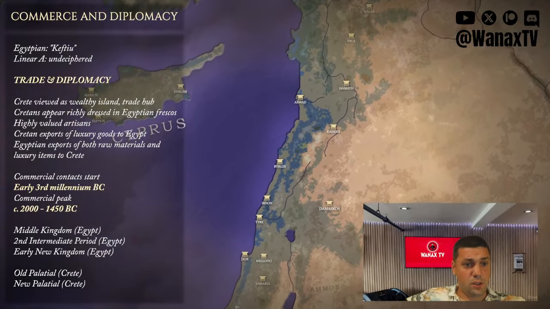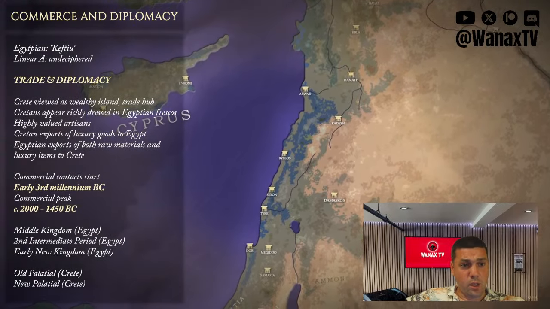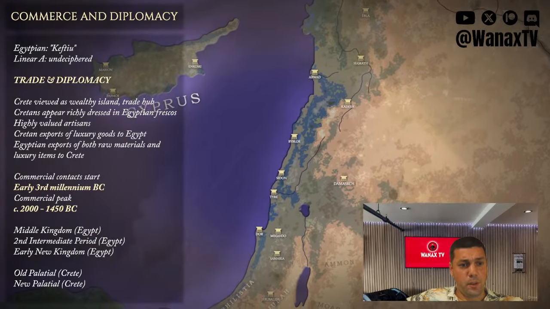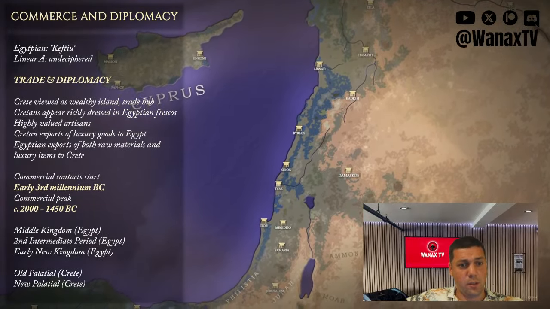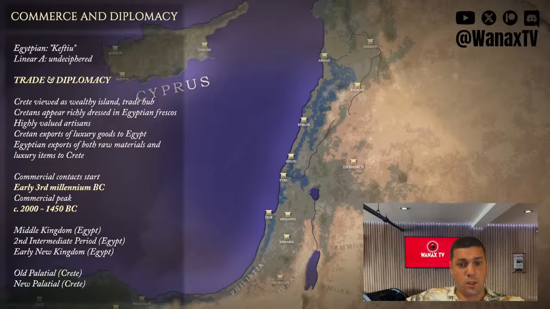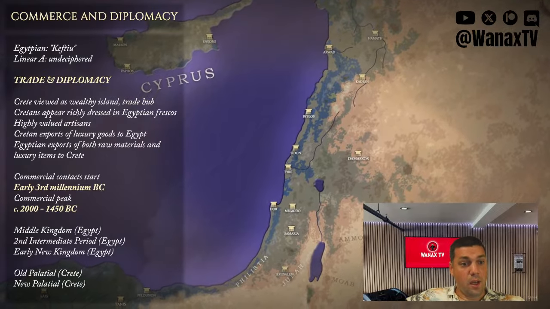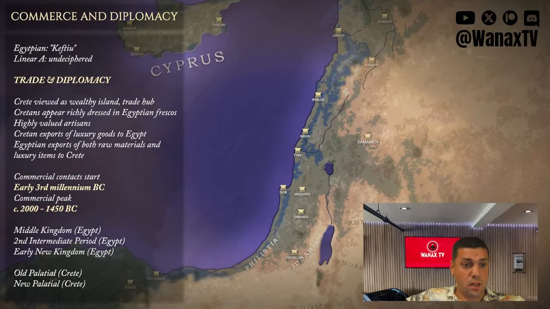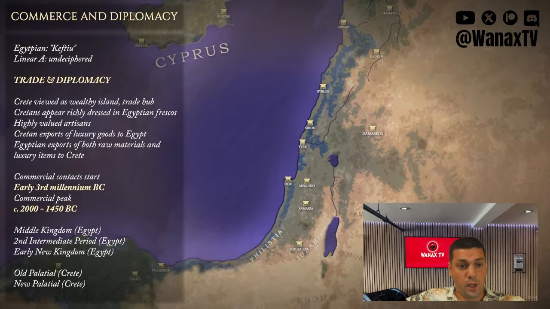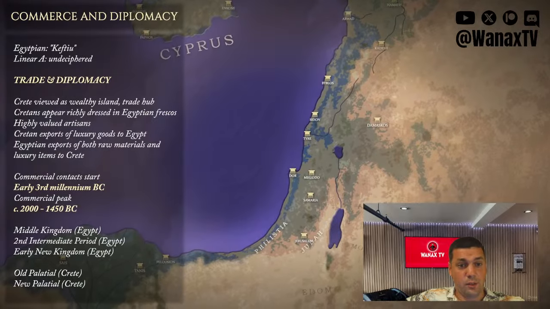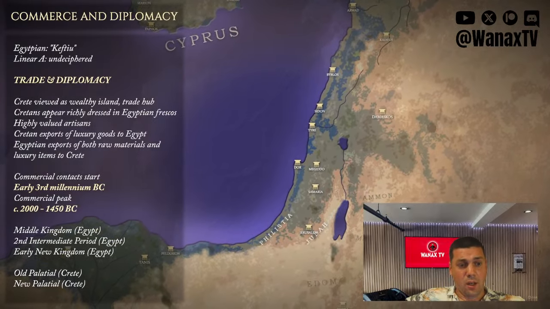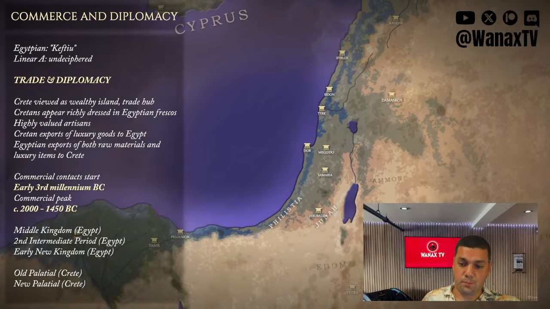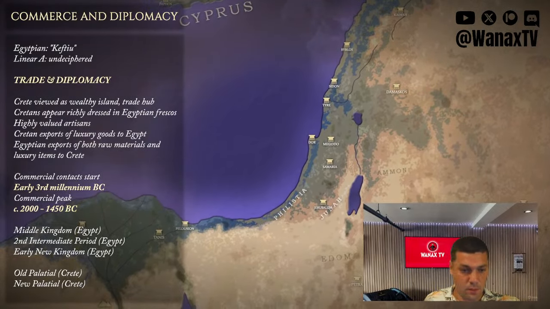And as you can see, these periods which we have mentioned correspond to the periods of the Middle Kingdom, the Second Intermediate Period, which is the Hyksos time, and the early New Kingdom period in Egypt, and they correspond to the Old Palatial and New Palatial time periods in Crete. And I would add a later part of the pre-palatial period as well.